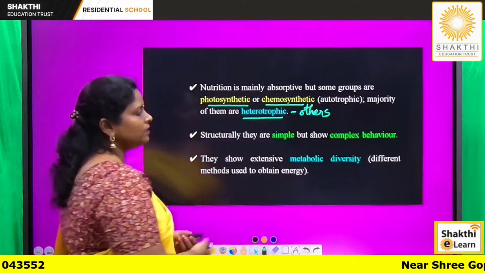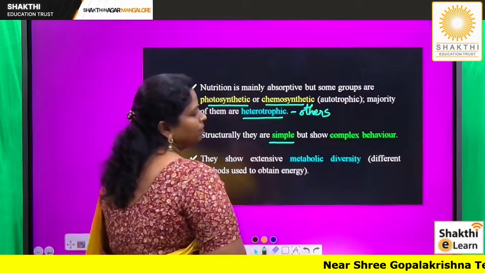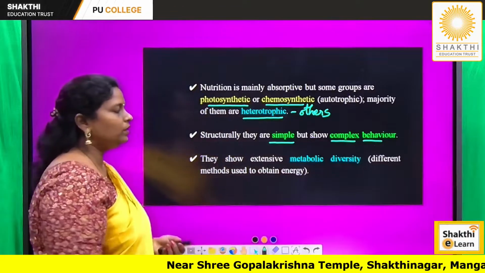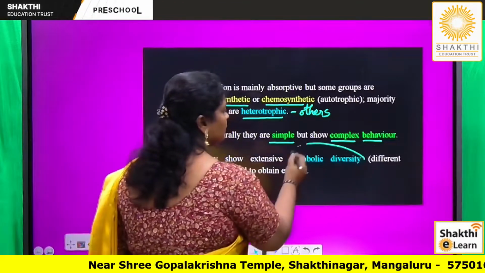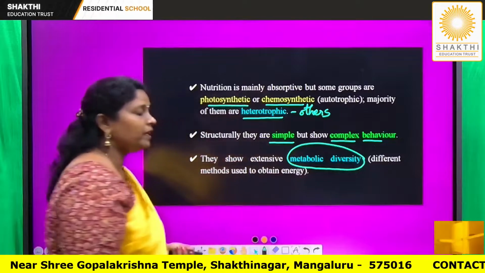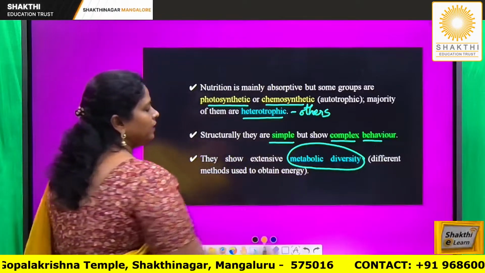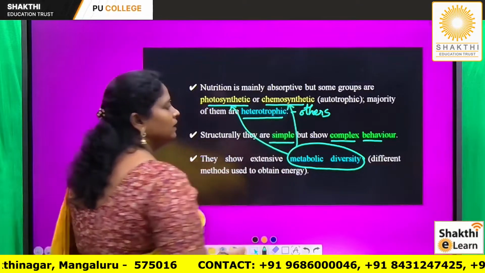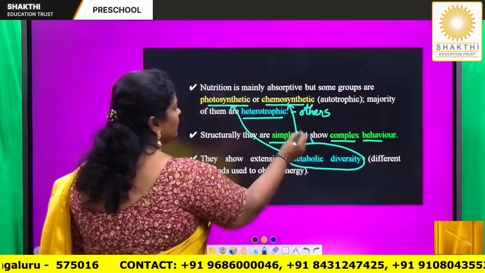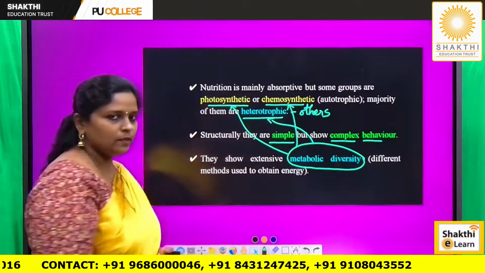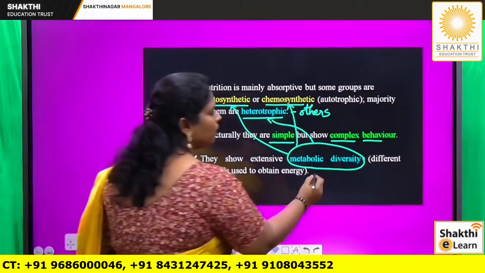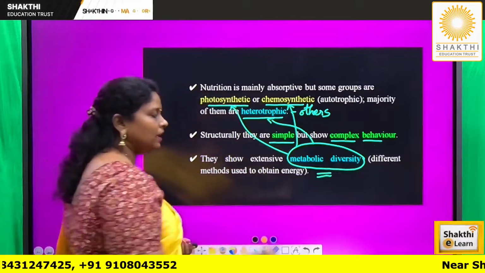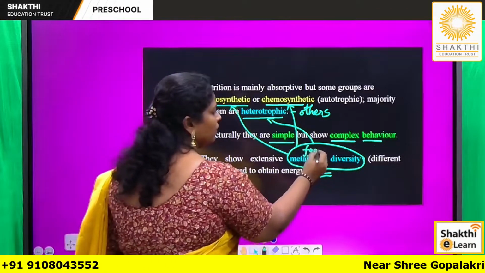They show a very simple structure. Structurally they are simple, but the functions within the cell are quite complex. A very important feature of this group is they show something known as metabolic diversity. As I have stated, there are different ways to obtain food, either by photosynthesis, by chemosynthesis, or directly depending on other organisms. Hence we use the term metabolic diversity. Diversity means variations, variations seen in obtaining food or energy.